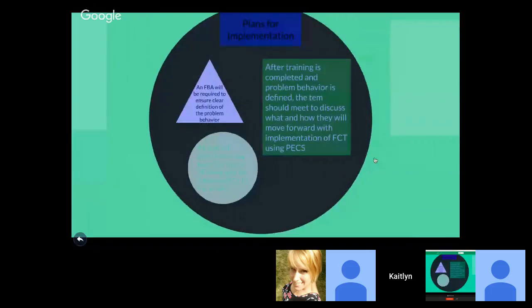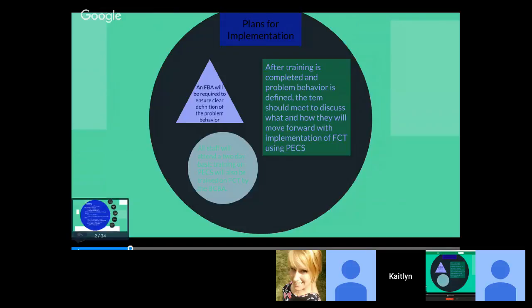So our plans for implementation: an FBA will be required to ensure the clear definition of the problem behavior. All staff will then attend a 2-day basic training on PECs, where they'll also be trained on FCT by the BCBA. After training is completed and the problem behavior is properly defined, the team should meet to discuss how they'll move forward with implementation of FCT using PECs for each student.